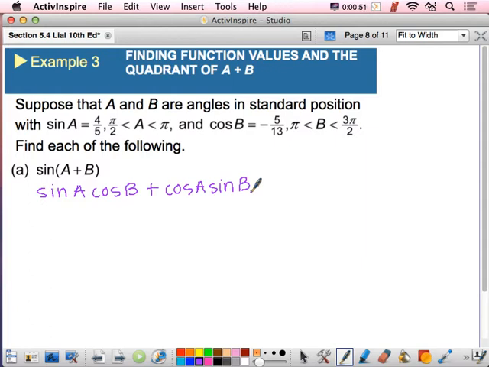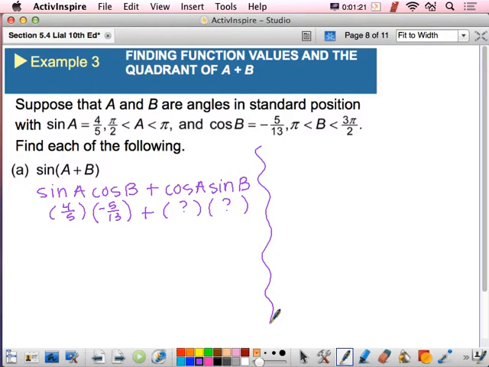Total, we need 4 things, and I gave you 2 of them. Did I give you the sine of A? Yes. So we'll substitute that in. Did I give you the cosine of B? Yes, I did. So that's negative 5/13. But did I give you the cosine of A? No. So that's missing. And did I give you the sine of B? No. That's missing as well. So the question becomes, how do I find those 2 values based on what I know?